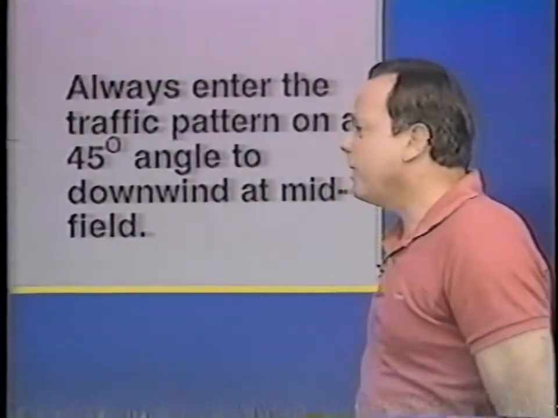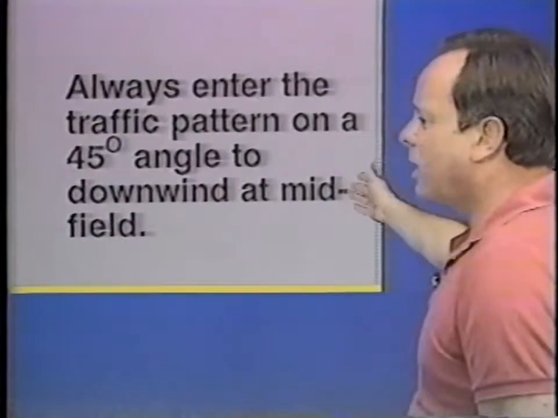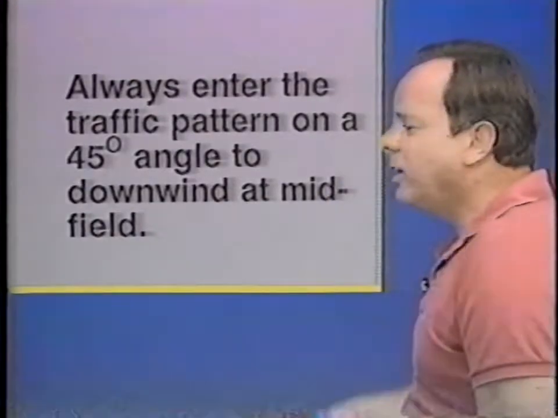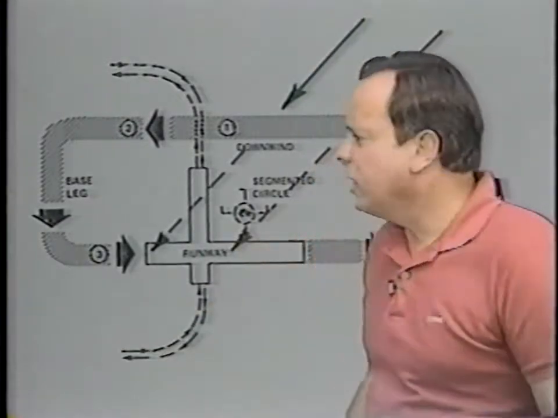Now, let's assume you have decided you do want to fly the traffic pattern at an uncontrolled airport. How do you enter the pattern? Of course, you always enter the traffic pattern at a 45-degree angle to downwind at midfield. What's the problem with that? Well, there's an optical illusion that makes people want to get into the departure aircraft pattern if they're not careful. Let's take a look at what the problem is.